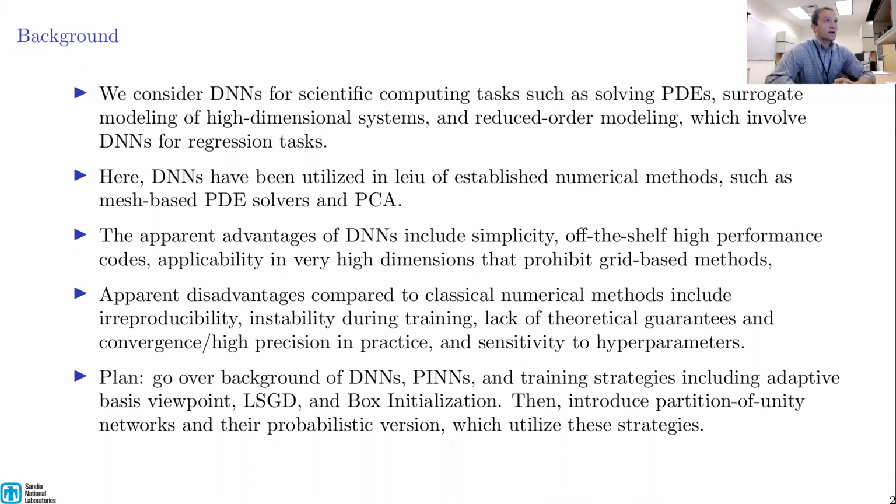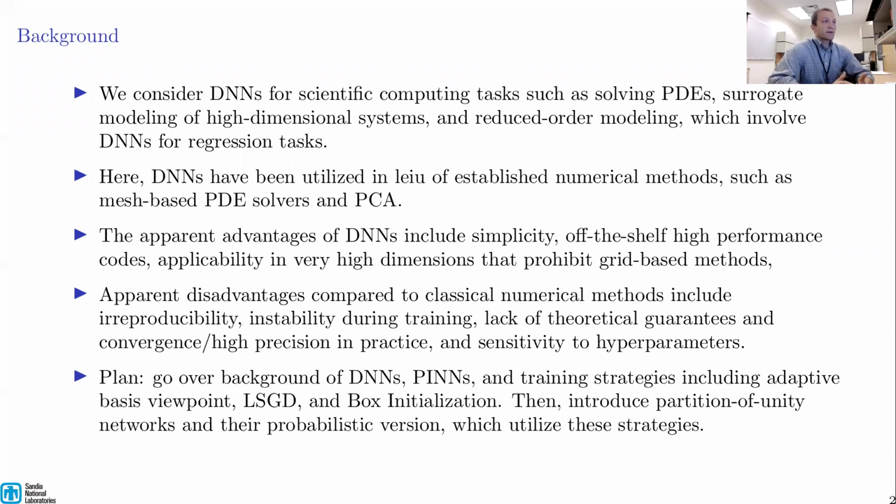So the background of this talk is, let me just minimize this so I can see my slide. The background here is we're going to look at deep neural networks for scientific computing tasks. A prototypical example is solving a PDE, surrogate modeling of some high-dimensional system like a dynamical system, and reduced order modeling, all tasks which involve deep neural networks for regression typically. And there, deep neural networks have been used instead of traditional numerical methods like mesh-based PDE solvers and PCA.